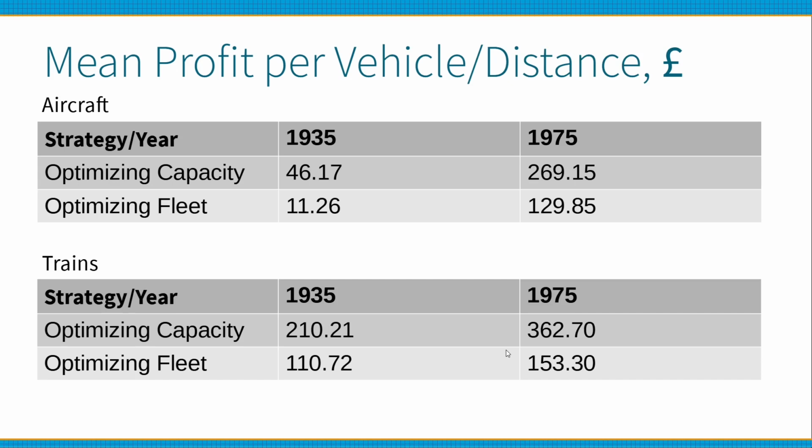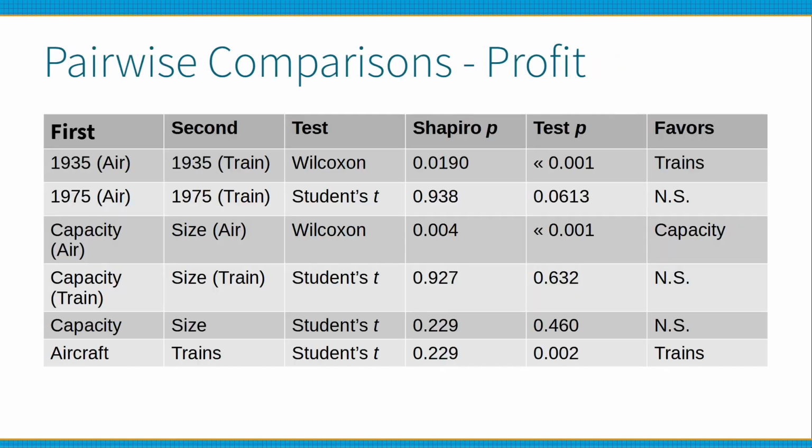Well, it turns out that trains also do the best here in pretty much all categories, and they get an early advantage compared to airplanes in 1935. But are these results statistically significant? Well, we could see in some cases they are. It turns out that comparing air and train in 1975 does not show a significant difference. The implication of that is that you could really go with either in 1975.